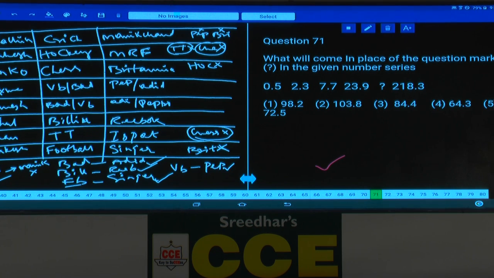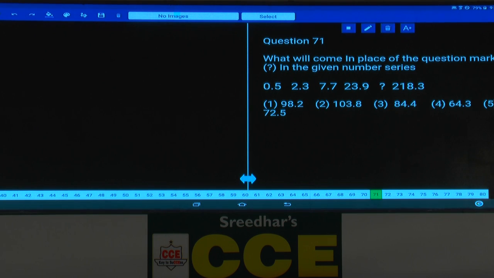5.23, 77.239 and so on, isn't it? Remove the decimal. Now if you remove the decimal, what are the numbers left over? 5, 23, 77, next one 239, blank and 2183. Then tell me what is the answer here. Now the numbers are increasing at a very fast rate. As the numbers are increasing at a very fast rate, it must be under which category? It must be under product or combination.